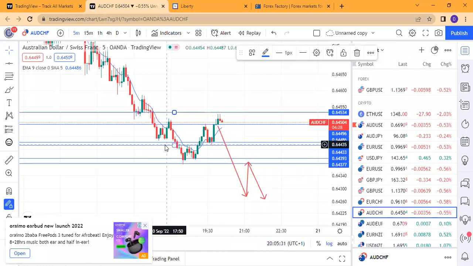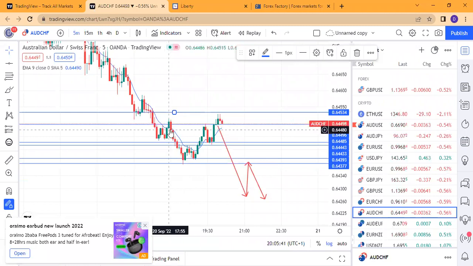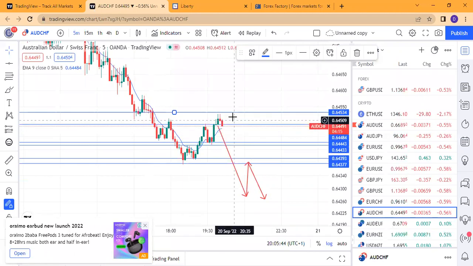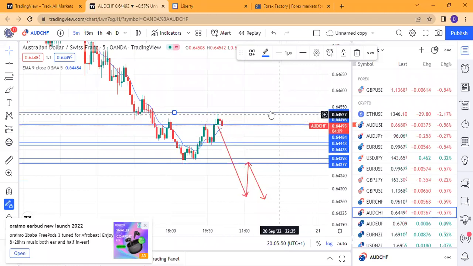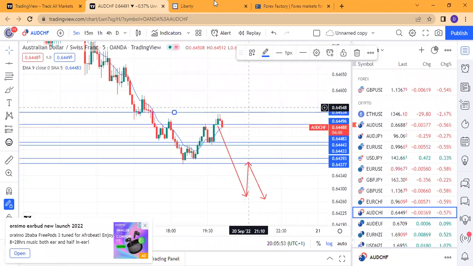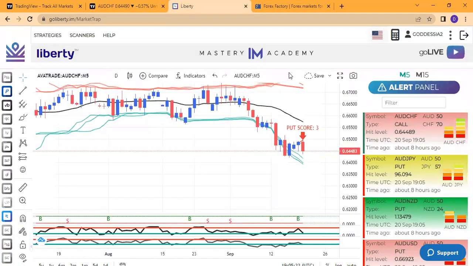Now, another way I combine it, the best way to trade, is once you've gotten your zone, let's say 534, this is your zone. You're waiting for it to come to this zone and sell. As it gets to the zone, I'm going to be waiting. I'm going to come on my market trap.